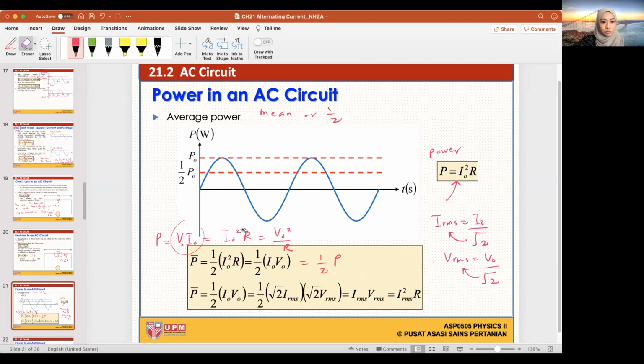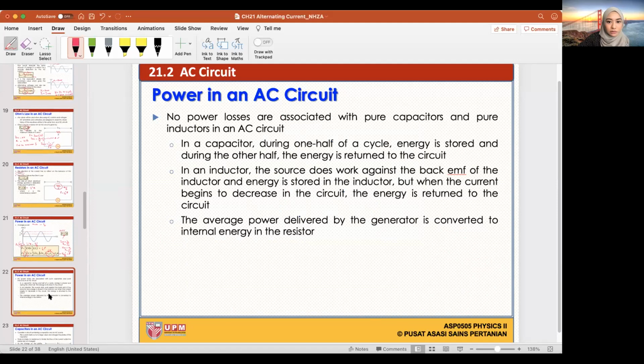However, dia 1 over 2 regular P. But if I describe it in RMS, the 1 over 2 disappears. This is the difference. You have the 1 over 2 with the regular P, but when you use RMS, the 1 over 2 disappears. So it's just I RMS, V RMS, I squared RMS R, or V RMS squared over R for P average. Again, P average is 1 over 2 regular power. But if you are using RMS, the 1 over 2 disappears. Okay, so please be aware of that. Okay, so power ni tak payah.